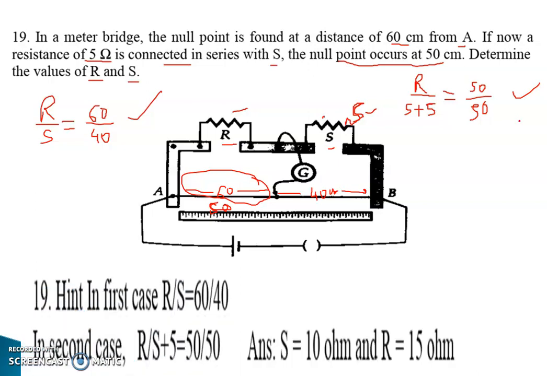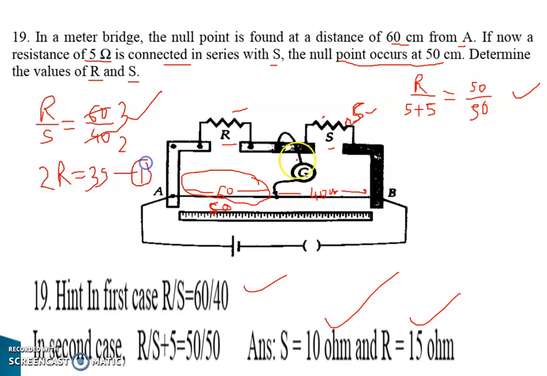So we can get R by S is equal to 60 by 40, and R divided by S plus 5 is equal to 50 by 50. After calculation, we get S is equal to 10 ohm and R equal to 15 ohm from these two equations. What we will do? This will be 3, this will be 2. After cross multiplication, we will get 2R is equal to 3S. So this is the first equation.